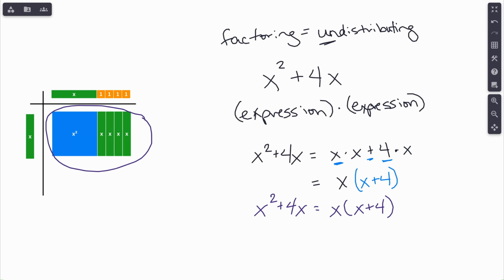We have successfully undistributed that x. We have factored this expression.